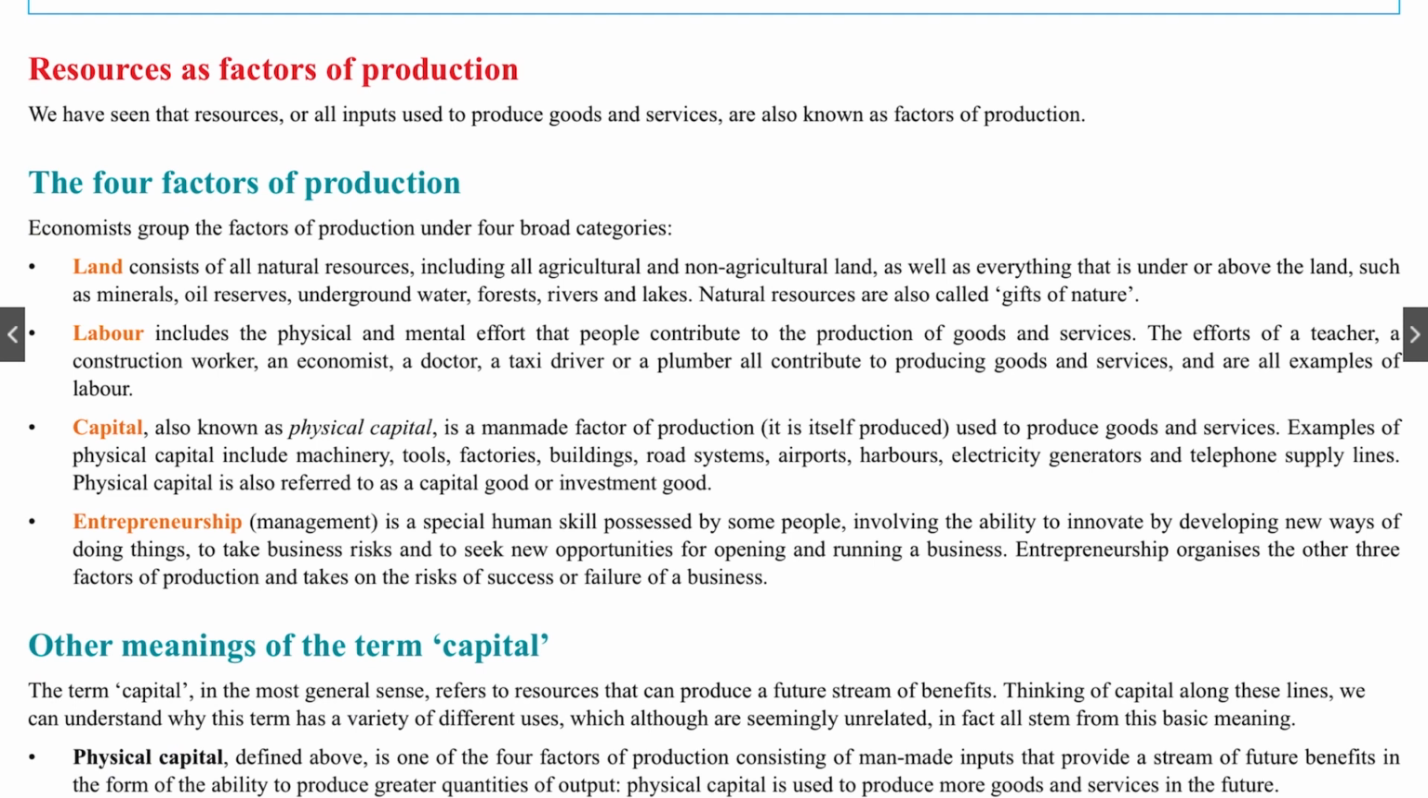And lastly, we have entrepreneurship, which is a special human skill possessed by some people, because not all people are able to be entrepreneurs. It requires a lot of creativity, and it just involves the ability to innovate by developing new ways of doing things.